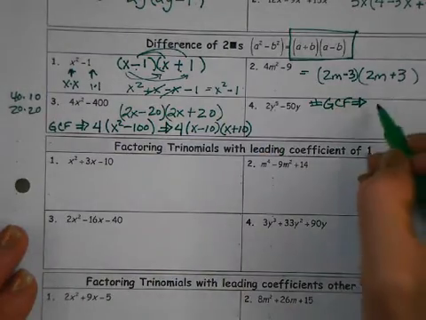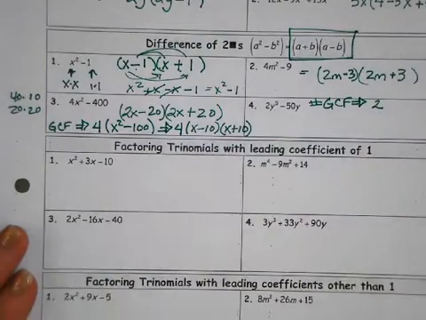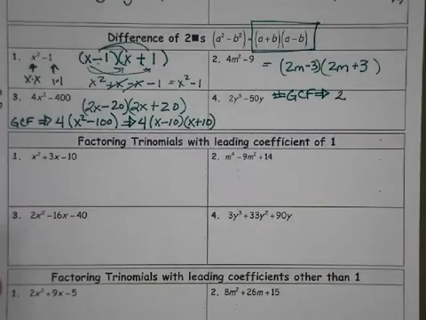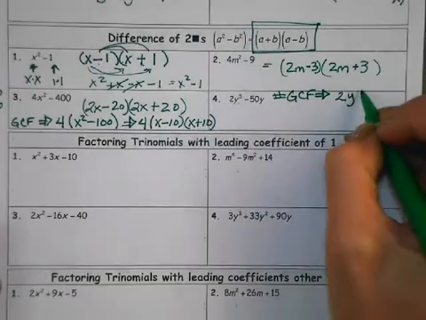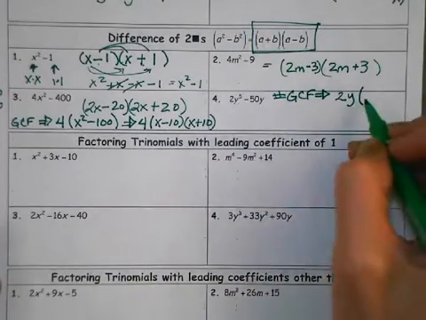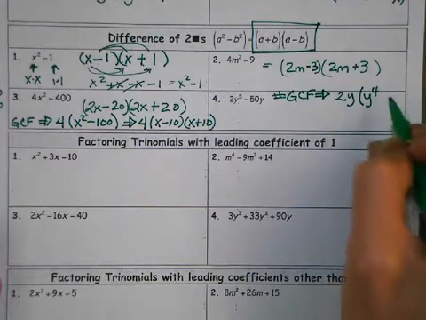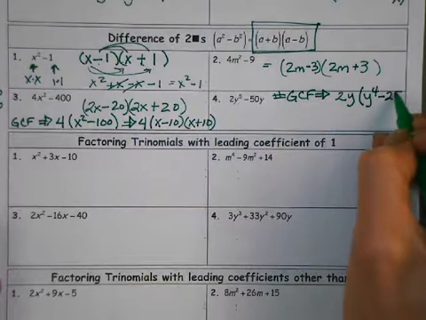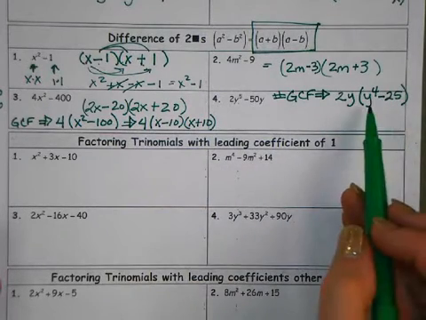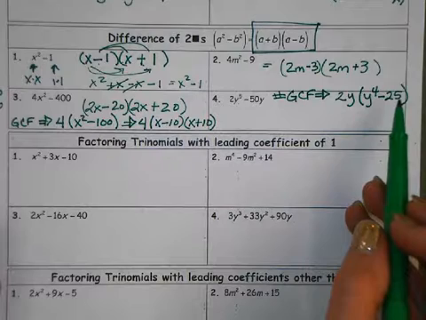2? Okay, let's pull out a 2. Is there anything else I can pull out? Is there anything else they have in common? A y? Yeah, pull out a y. So now what am I left with? y to the 4th minus what? 25. Alright, so now I have a variable minus a number.